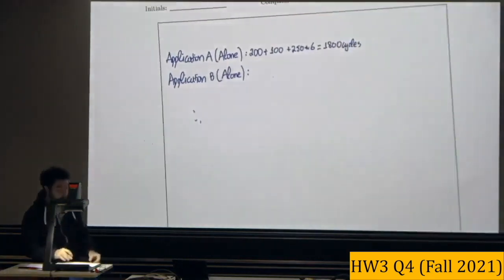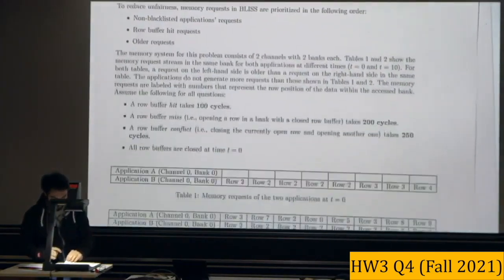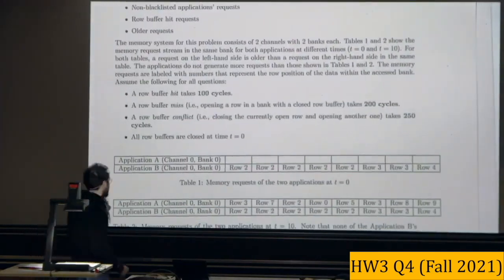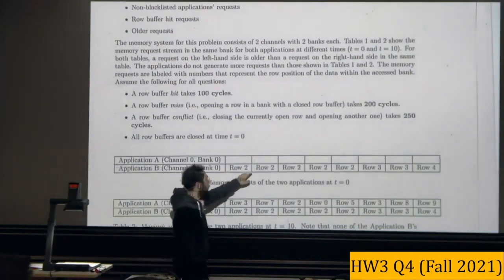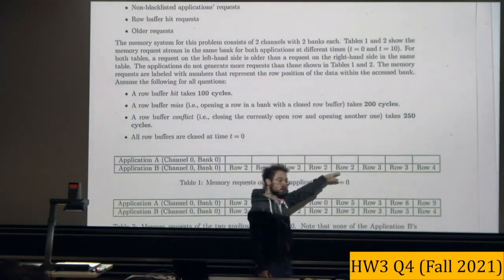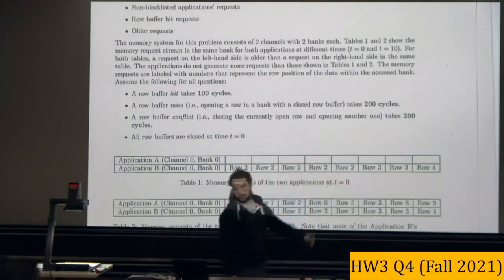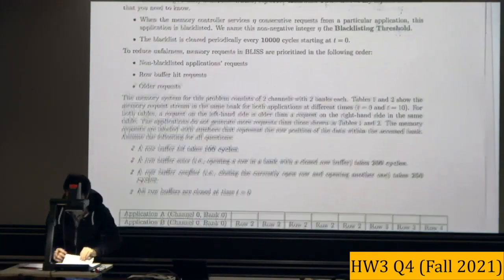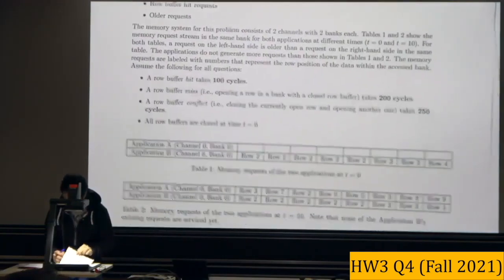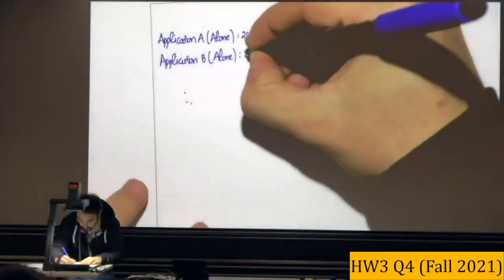So let's see application B right now. Application B is easier. In application B, we have one row miss, and then we have 1, 2, 3, 4 hits, one conflict, one hit, and one conflict. So in this case we have one miss, as I said.